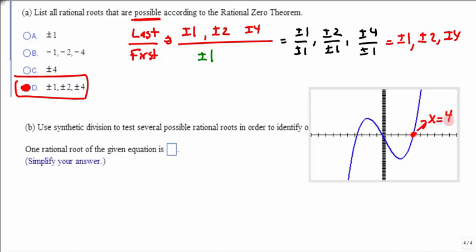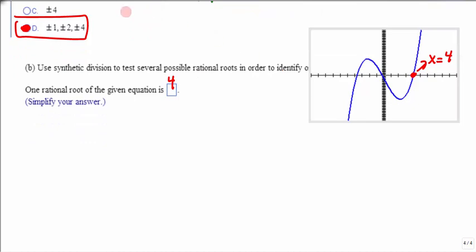So this is x equal 4. So one rational solution of the given equation is 4. Well, we still have to use synthetic division to establish that, and then we also need to figure out what the remaining factor is. So again, this was 1x cubed. There was no x squared. There was a minus 15x, and then there was a minus 4 for my constant.